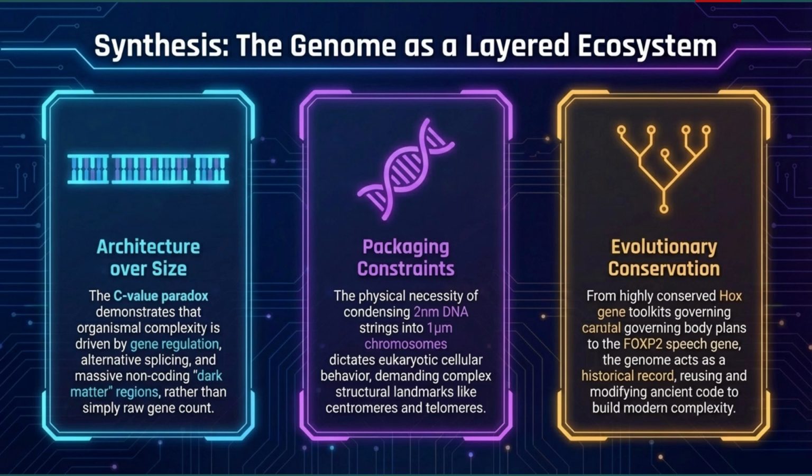Secondly, packaging constraints. The physical necessity of condensing a 2-nanometer DNA string into a 1-micrometer chromosome dictates complex cellular behavior and requires intricate structural landmarks like centromeres and telomeres. And finally, evolutionary conservation. From highly conserved Hox gene toolkits governing body plans to the FOXP2 speech gene, the genome acts as a historical record, constantly reusing and modifying ancient code to build modern complexity. Understanding these layers is key to unraveling the mysteries of life itself.